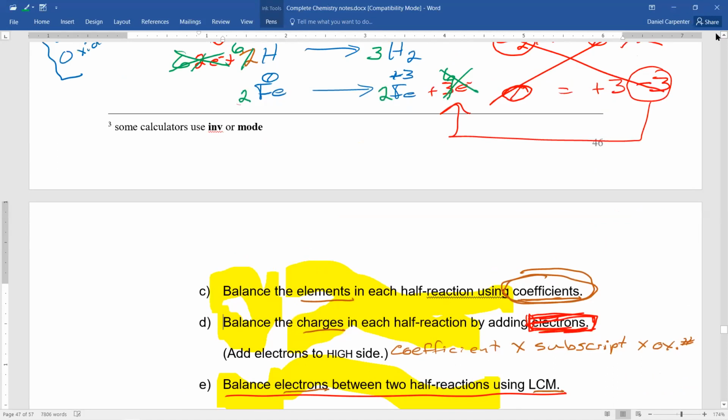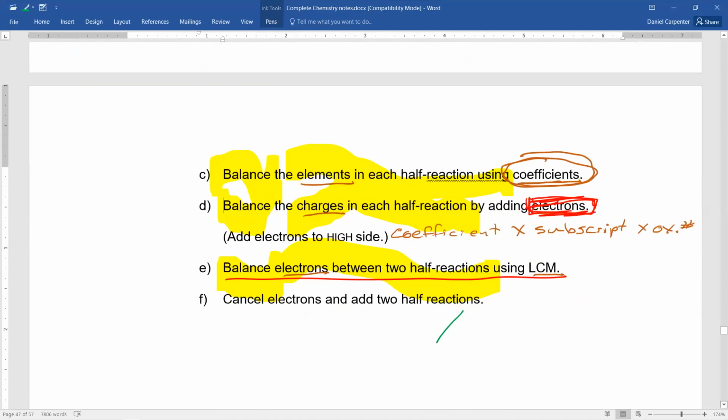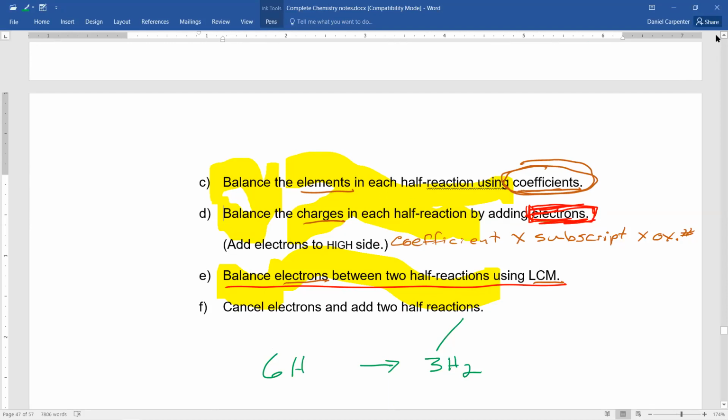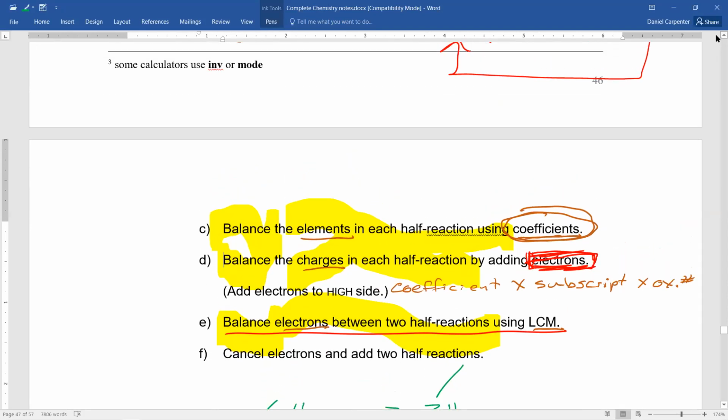Now I've got some screen limitations that aren't being helpful. So 6 hydrogen on the left, 3 H2 on the right. I'm adding the half reactions. 6 H on the left, 3 H2 on the right. I still need those oxidation numbers.